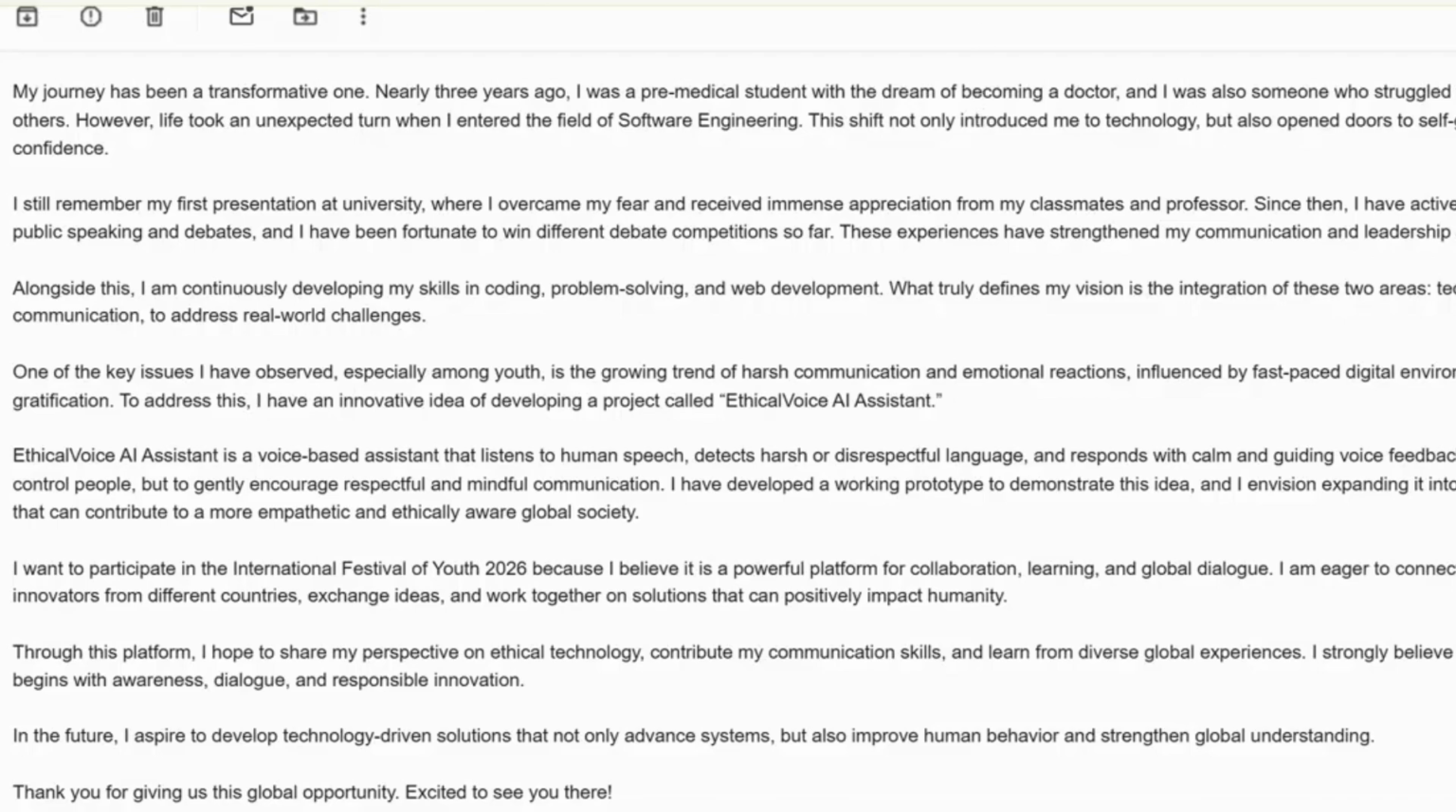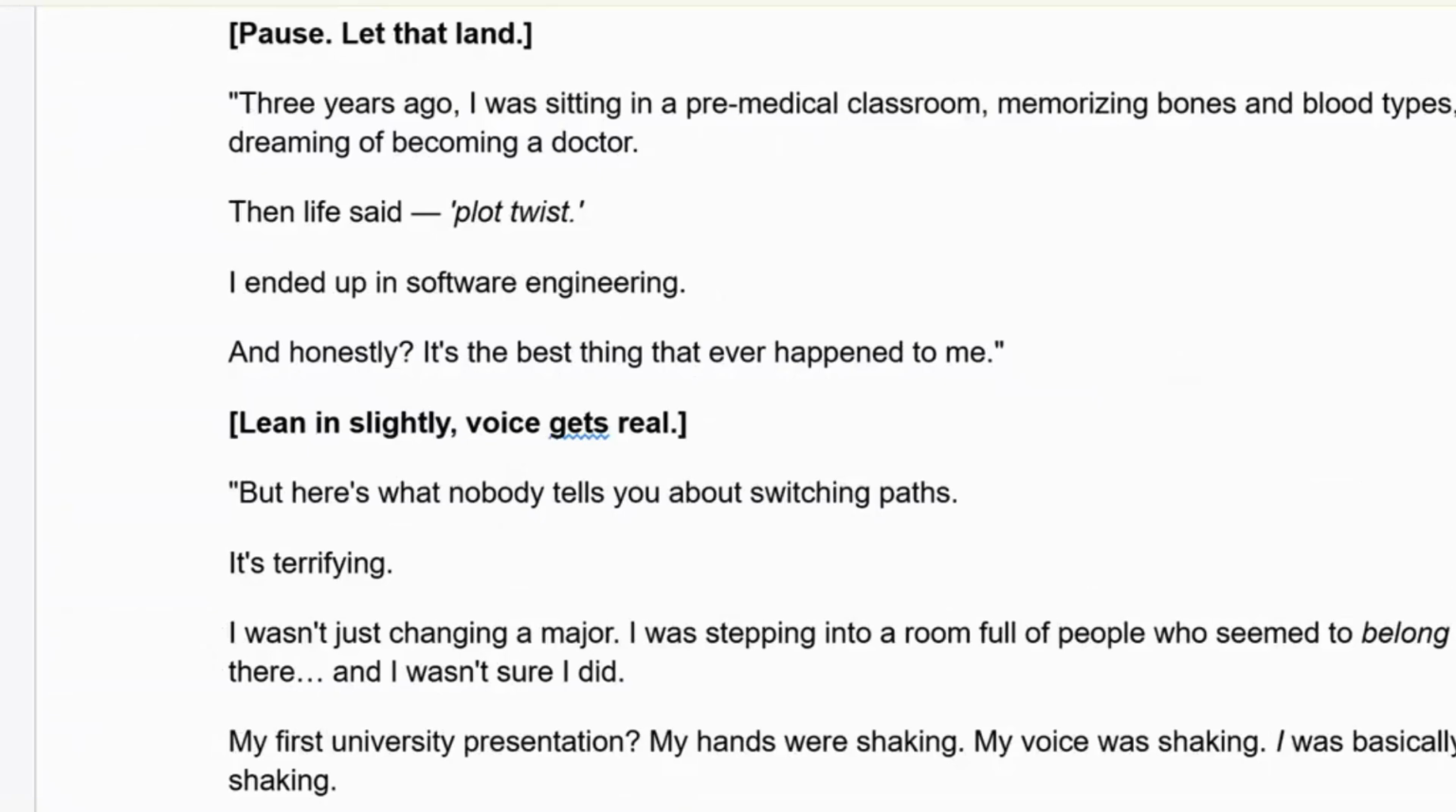So basically, what's going on here is she talked about her journey first, right? That she was enrolled in a pre-medical degree and then changed to software engineering because that was her interest. And then she also talked about her development. She said that she faced an issue and then she came up with a solution, and developed this project called Ethical Voice AI Assistant. And this is of course her discovery, so she wanted to highlight it, which she did, and she was pretty much successful also. But of course we can upgrade this script significantly. That's what I tried to do here.